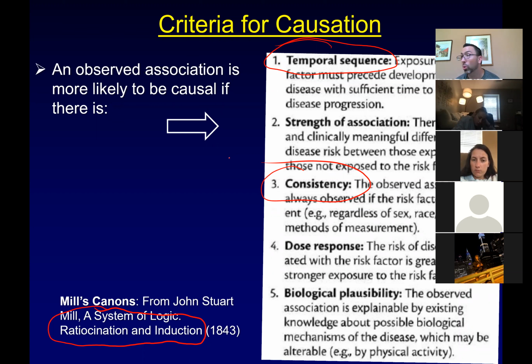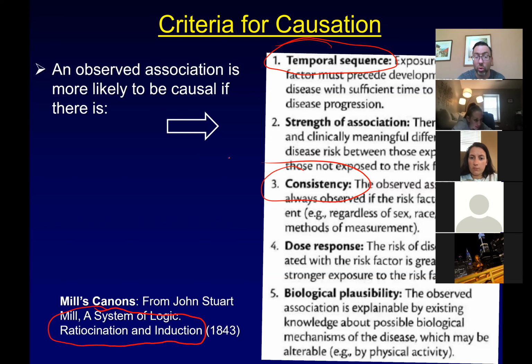It's not just that you were with this person and they have it, and one person got it, but every other 10 people did not. Or it only happens every now and again. The more consistent something is, the more likely we can say that one thing is causing another. All right.